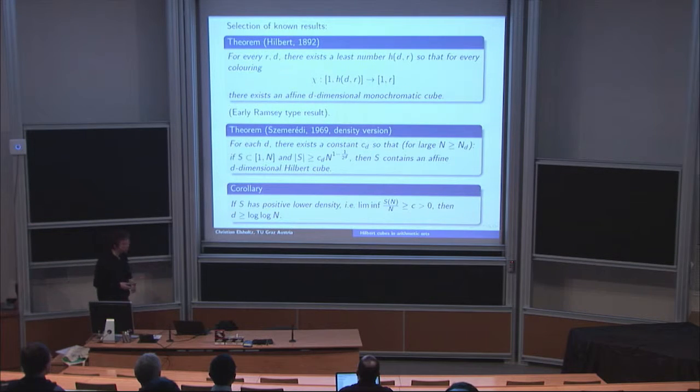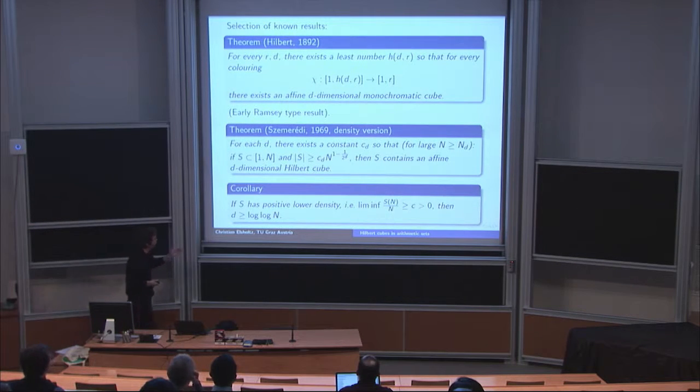And if you look at Szemerédi's proof on k-term arithmetic progressions, that a set of positive density has long progressions, or progressions of length 4 or longer, then you find a so-called cube lemma hidden there. This says, if you have a set S in the interval from 1 to n with at least n to the 1 minus 1 over 2 to the d many elements, then S contains an affine d-dimensional Hilbert cube. So that's a much stronger result than Hilbert's, because it means you find it not just in one of the colors, but in all colors which have at least that many elements. That's called a density version.